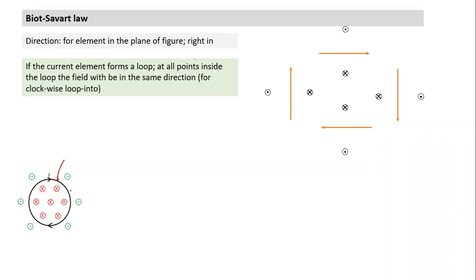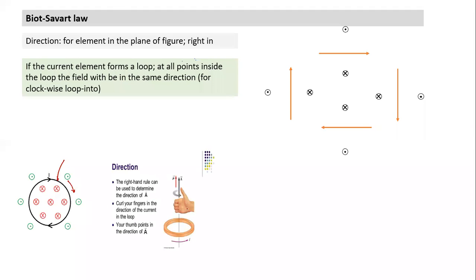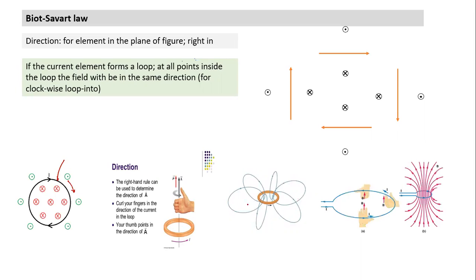Curl your fingers along the direction in which the current is flowing, which is this direction, right hand. Take your right hand, put your fingers curling in that direction. Which direction does the thumb point? Your thumb points into the plane of paper. That's the direction of field inside the loop. Something like this. And what we understand from here is that this is the direction of field. And one more point we can understand from this.